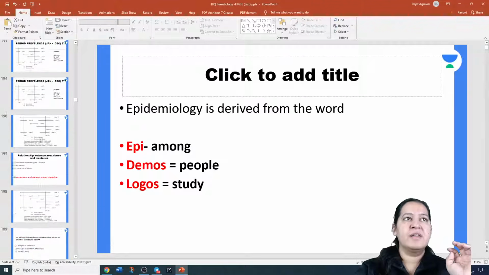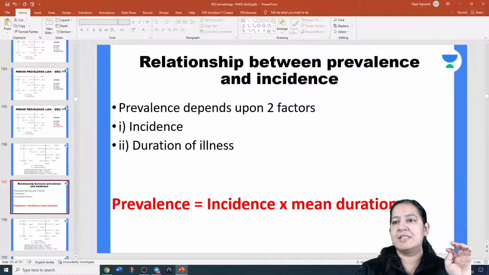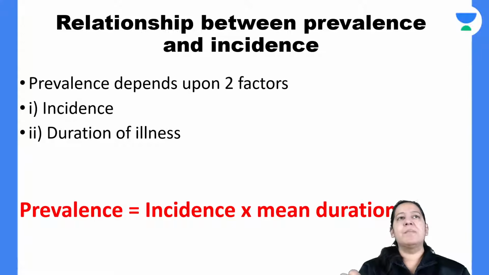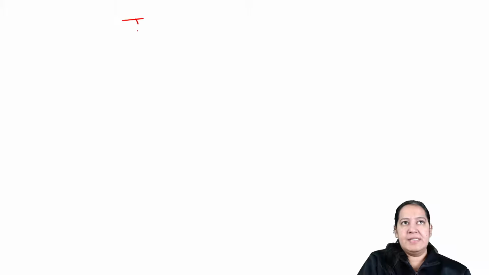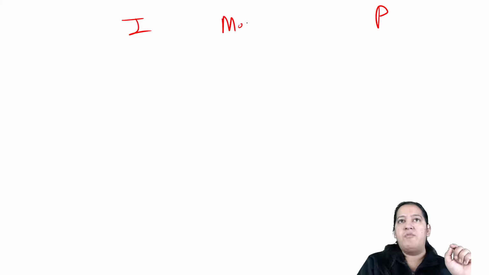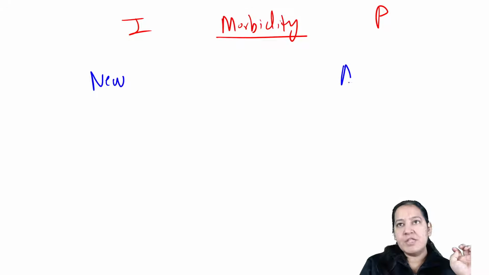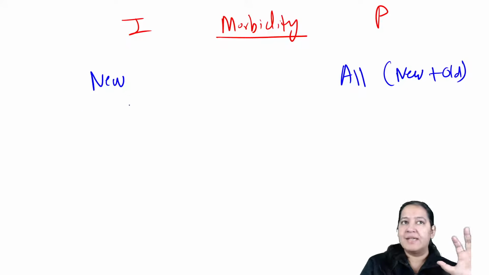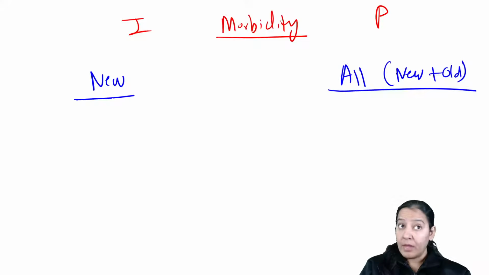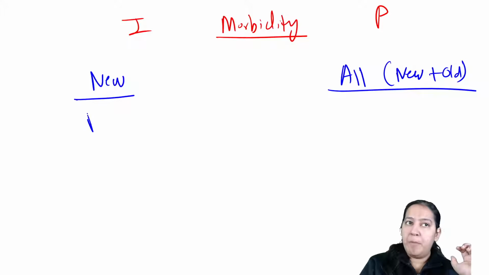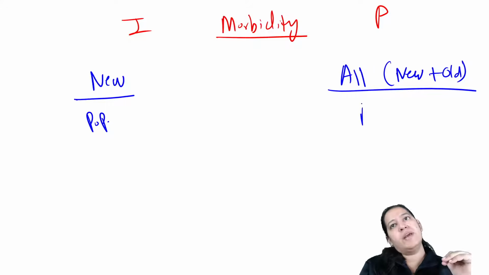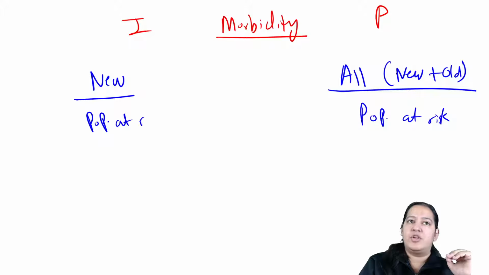We have covered incidence and prevalence and seen the relationship between them. Let me summarize. Incidence and prevalence both are measures of morbidity, not mortality. In incidence, we calculate only new cases. In prevalence, we calculate all cases, that is new plus old. In the denominator, for both of them, we take the population at risk.